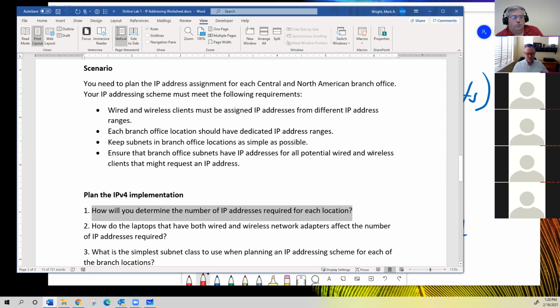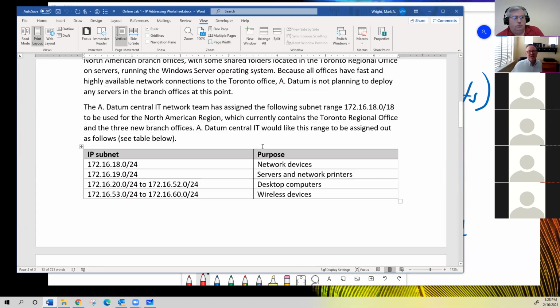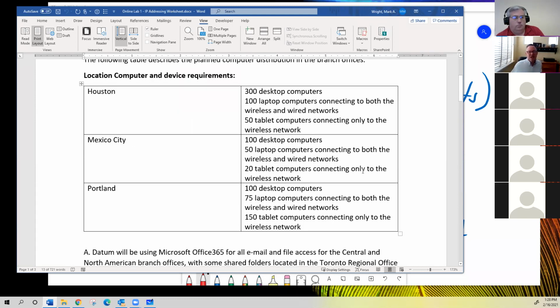Wouldn't that just be the actual devices? I mean, if you have 300 desktop computers, for example, in Houston, and 100 laptop computers that need a wired and a wireless. Yeah, let's go back up to this table and take a look at this. Okay, so let's take Houston. All right, so I'm just going to start picking on people that I haven't heard from. Let's say Matt. Matt Mokai. Okay, show me your face and take yourself off mute. And how many IP addresses do you think we're going to need for Houston?